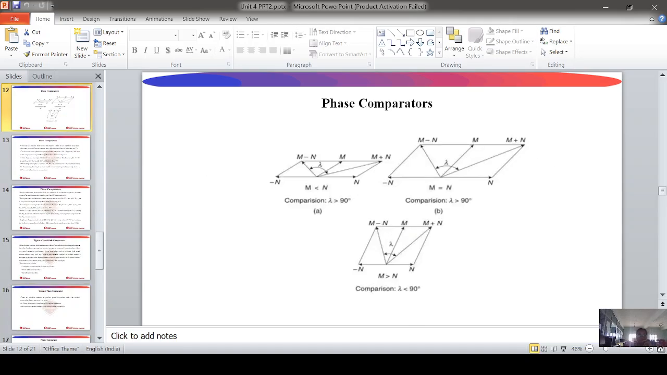This phasor diagram explains the operation under different phase conditions. They showcase when the angle is less than 90 degrees, equal to 90 degrees, and greater than 90 degrees. The relay operates only when the angle is less than 90 degrees. This validates the phase comparator concept.